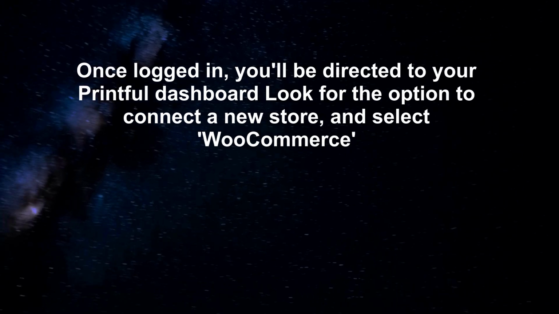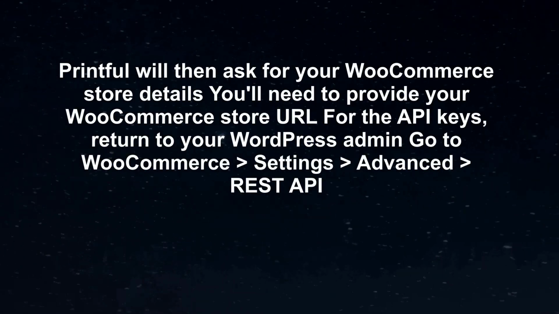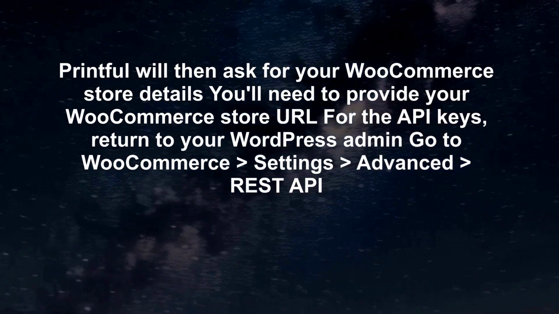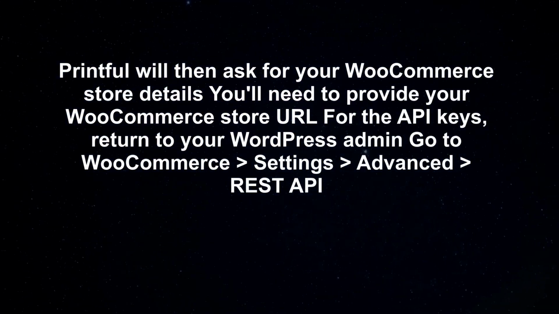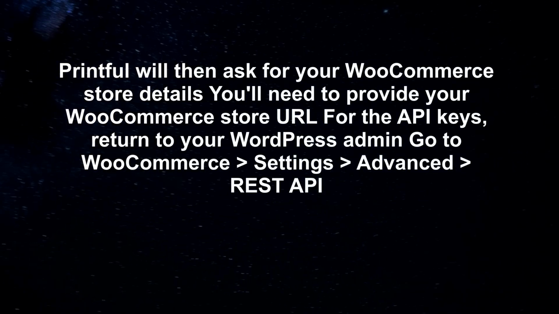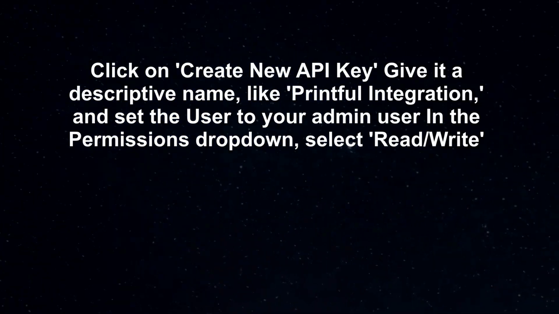Look for the option to connect a new store and select WooCommerce. Printful will then ask for your WooCommerce store details. You'll need to provide your WooCommerce store URL and the API keys. Return to your WordPress admin, go to WooCommerce Settings, Advanced, REST API. Click on Create New API Key.